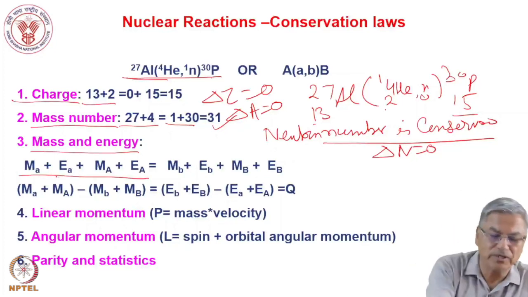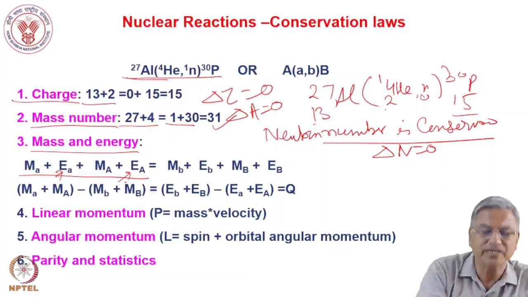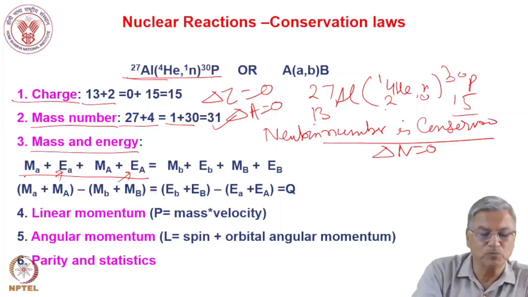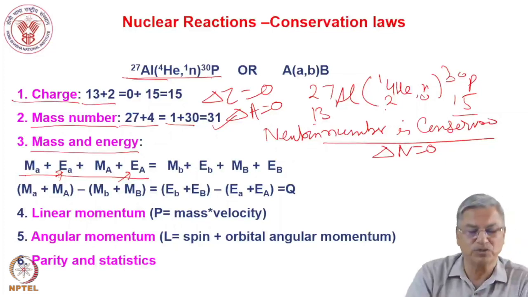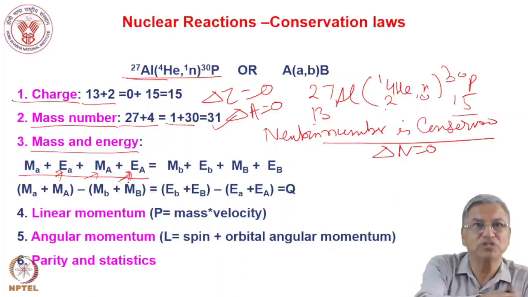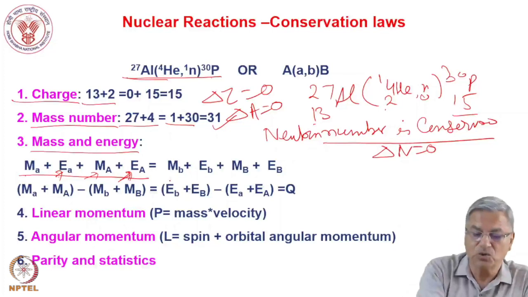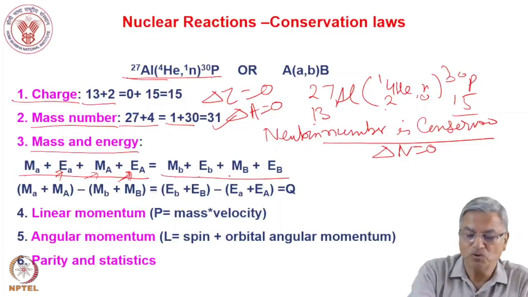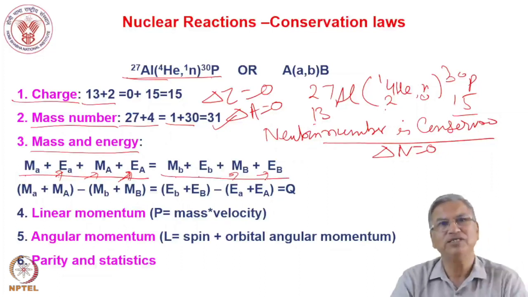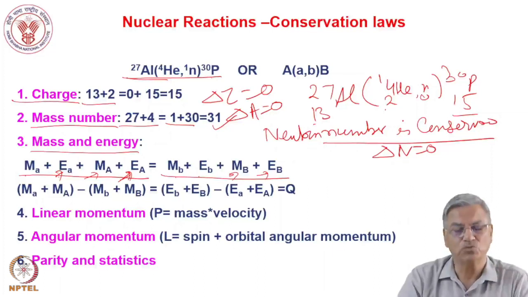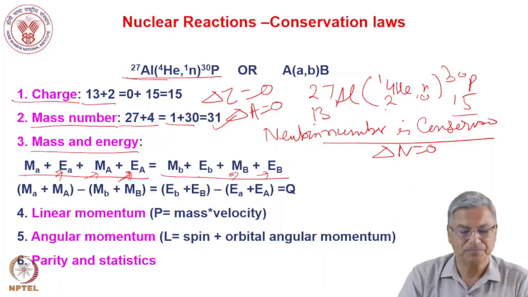So when I am putting E, these are the kinetic energy of the nuclei. Mass of the projectile plus kinetic energy of the projectile plus mass of the target plus kinetic energy of the target. So this is initial mass and energy, equal to mass of ejectile plus its kinetic energy plus mass of heavy residue plus its kinetic energy. On the left hand side and right hand side, mass and energy together have to be conserved.